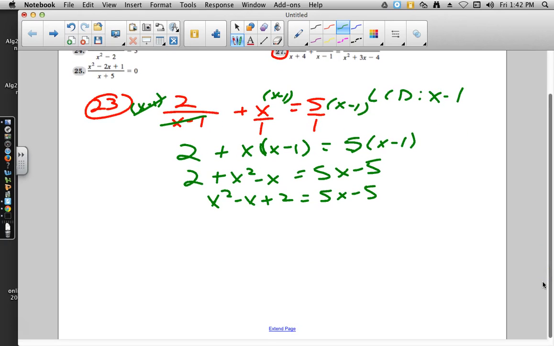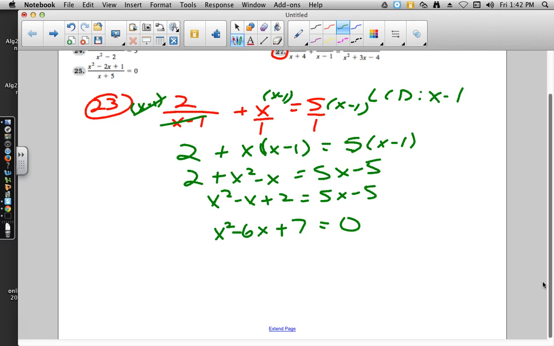And we would go ahead and subtract 5x from both sides and add 5. And that would look like so. So now what do we do? Well, we need to figure out exactly whether or not this can be factored or not.